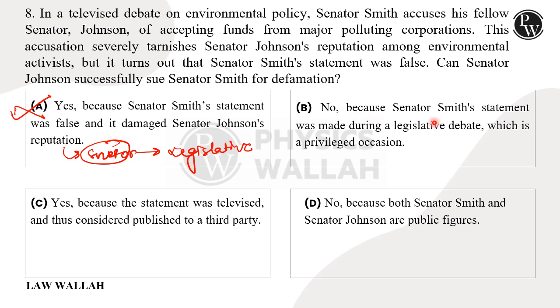Let's see option B. No, because Senator Smith's statement was made during the legislative debate, which is a privileged occasion. This is the right option, as already discussed in option A. Option C: yes, because the statement was televised and thus considered published to a third party. This is also a wrong option. Let's see option D. No, because both Senator Smith and Senator Johnson are public figures. This is a wrong option. Just being a public figure does not leave them with no liability for defamation.